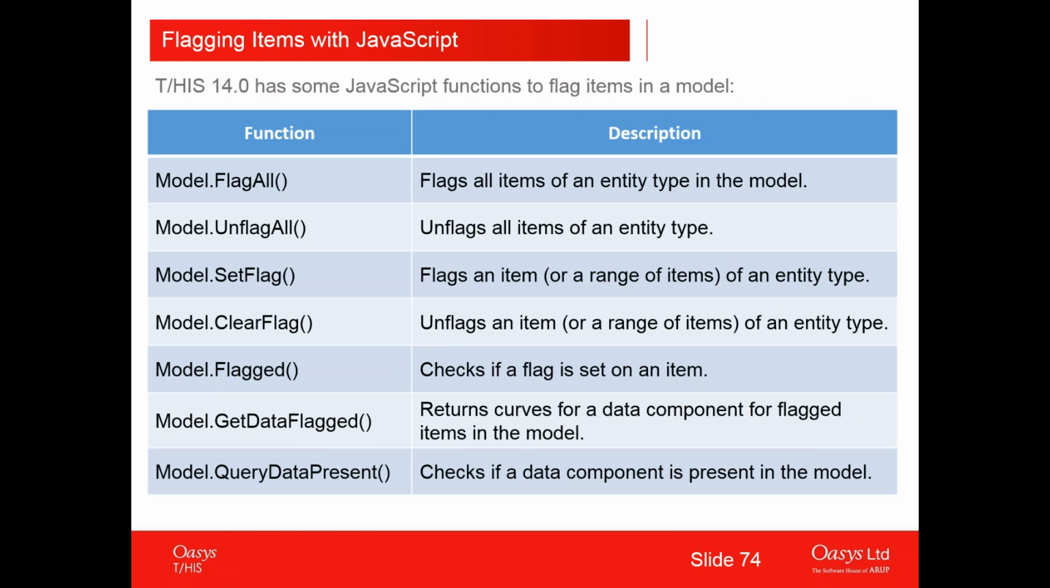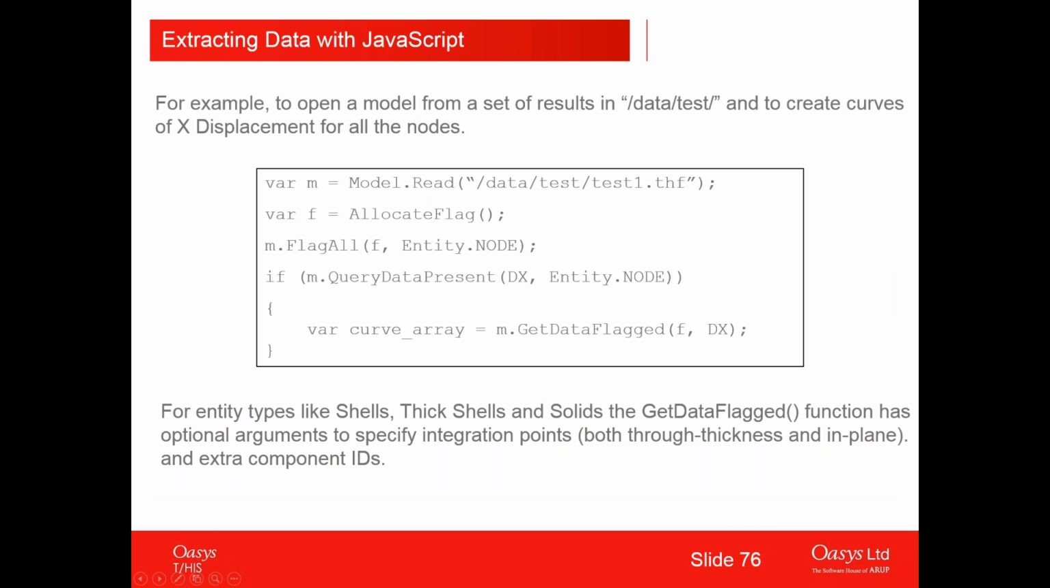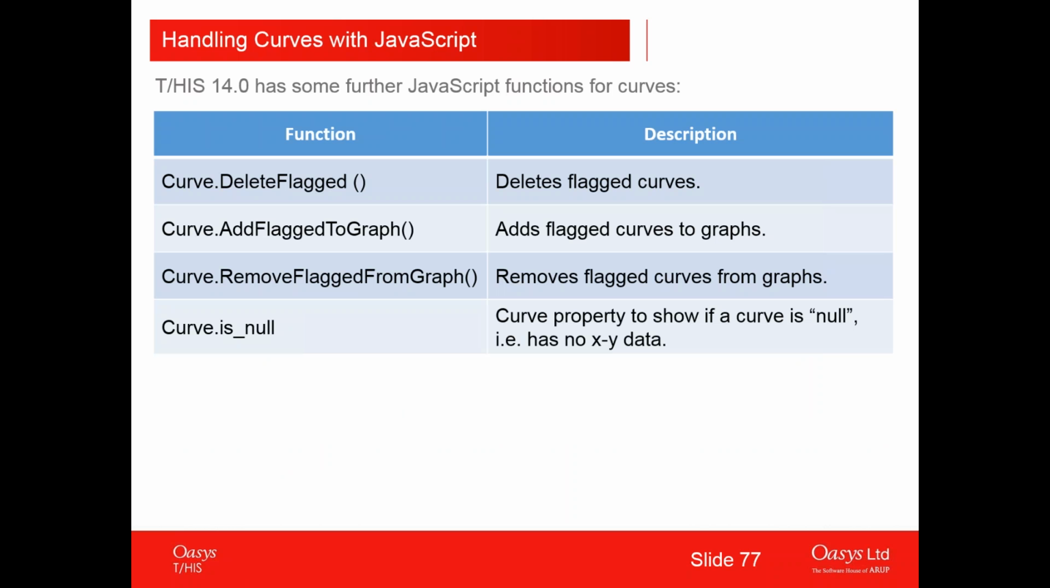And THIS has some JavaScript functions to flag items in a model, and also to find items in a model. I won't go through that example, but it's something to note that this JavaScripting is now much more powerful. For entities like shells, thick shells, and solids, the getDataFlagged function has optional arguments to specify the integration point. So that becomes much more useful, I think.